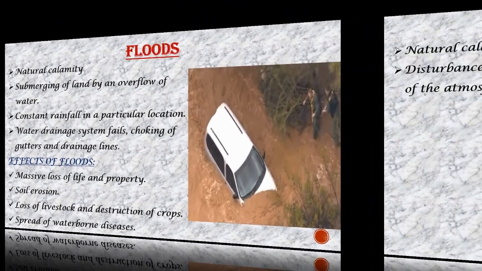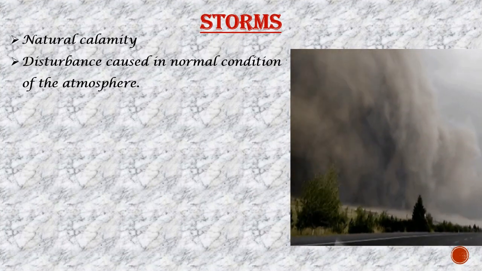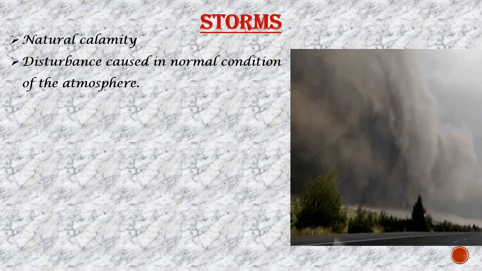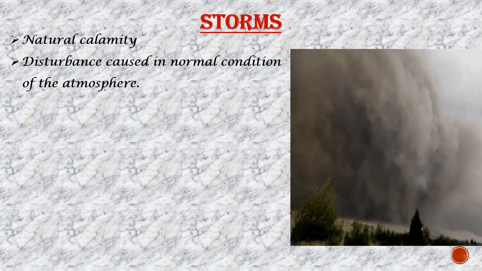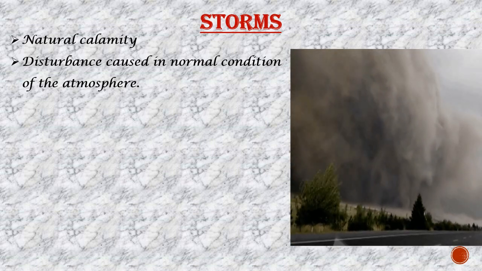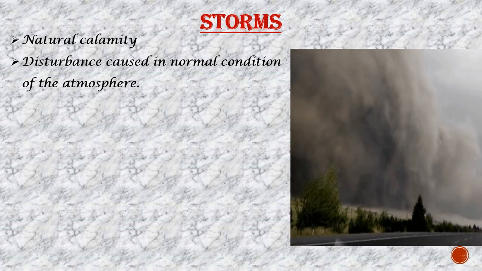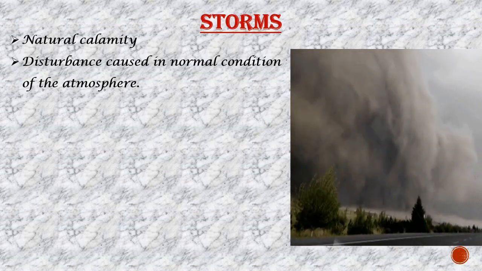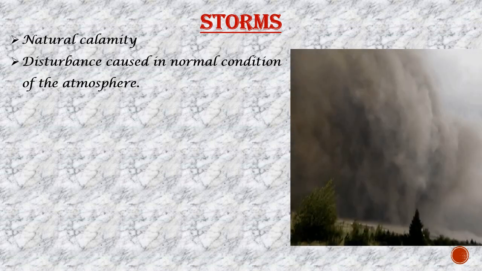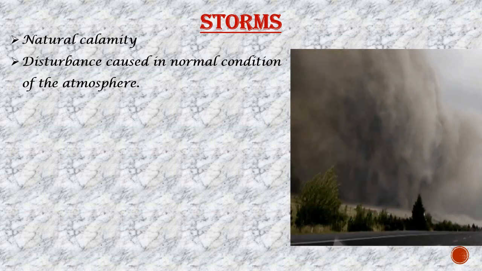Now let us study about storms. Storm is a type of natural calamity. It is a disturbance caused in the normal condition of the atmosphere. Here, the formation of high and low air pressure belts in the atmosphere causes changes in weather, which results in strong winds. Now, students, let us see what are the effects of storms.